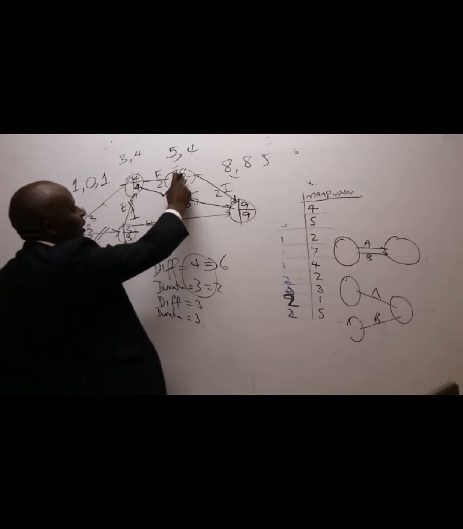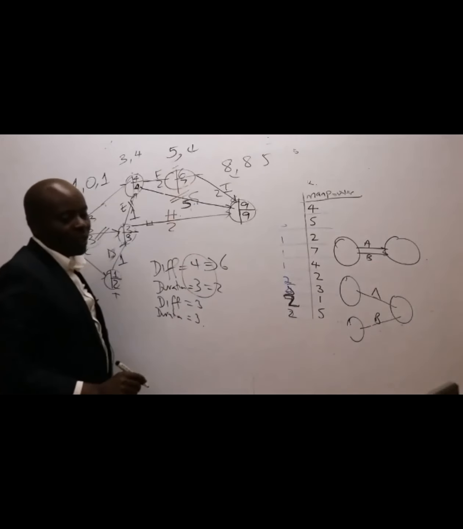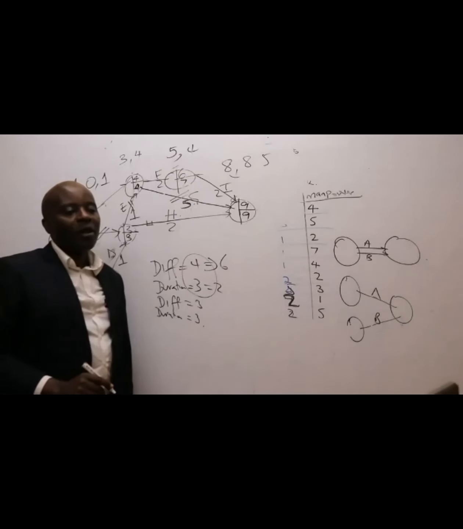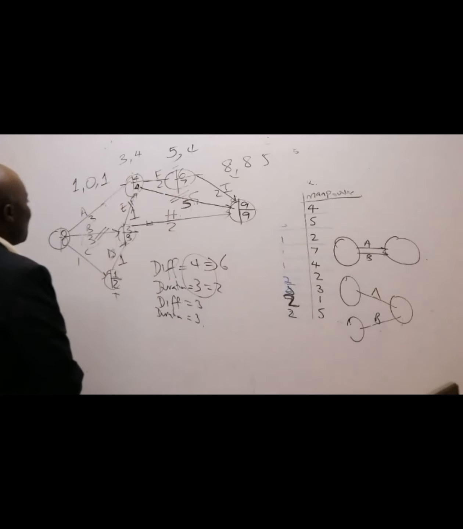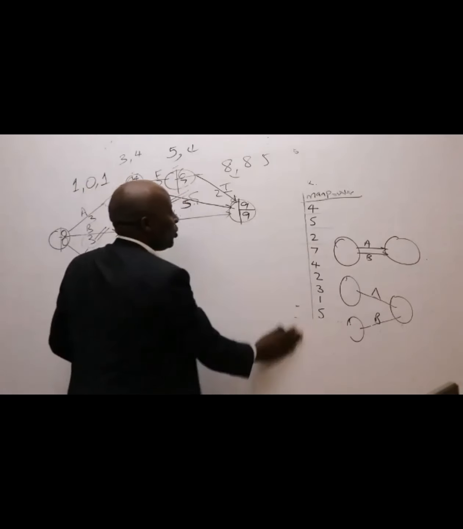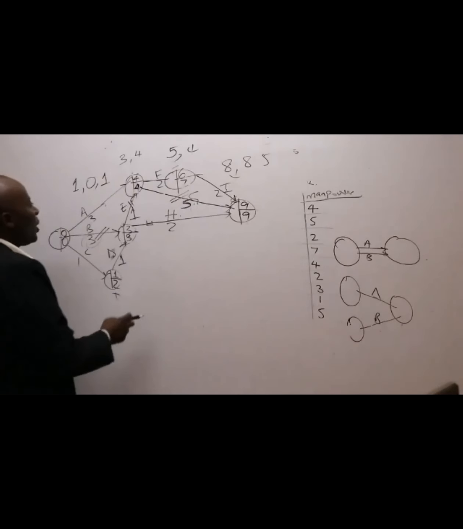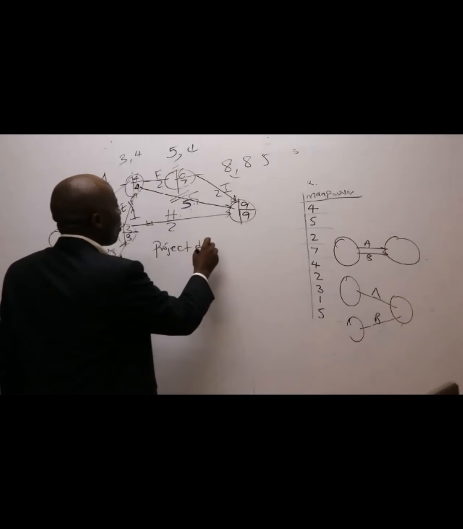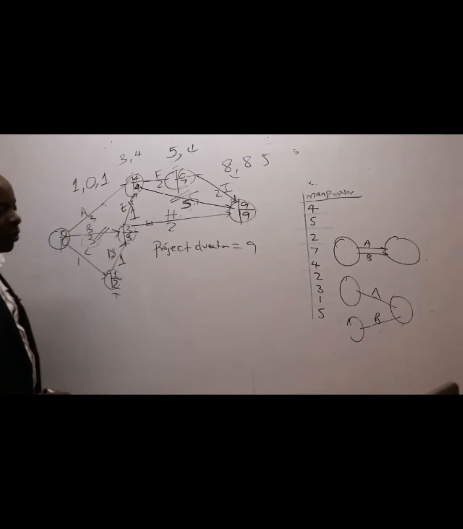Here the 6 and 7 are different. So what does that mean here for G? G must be critical. So it means, ladies and gentlemen, that you guys are giving me something very nice. I like what you are saying this evening: the project duration equals 9.